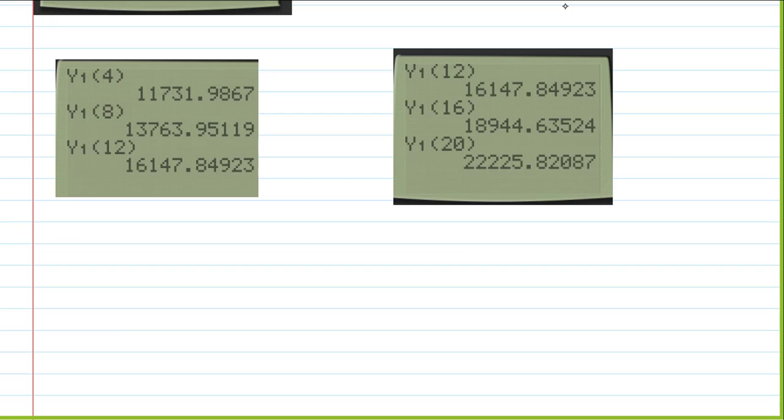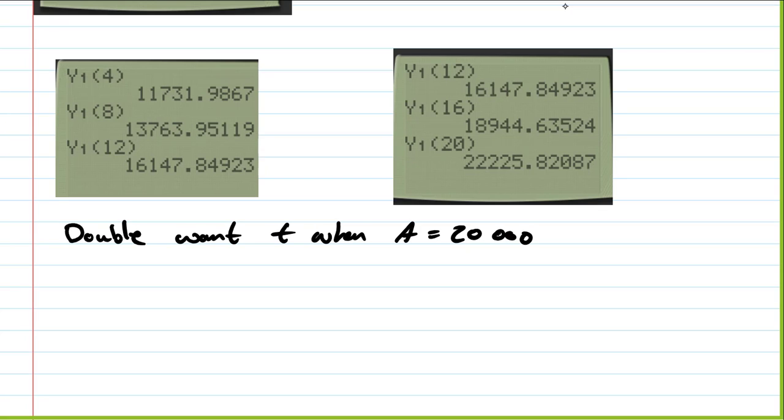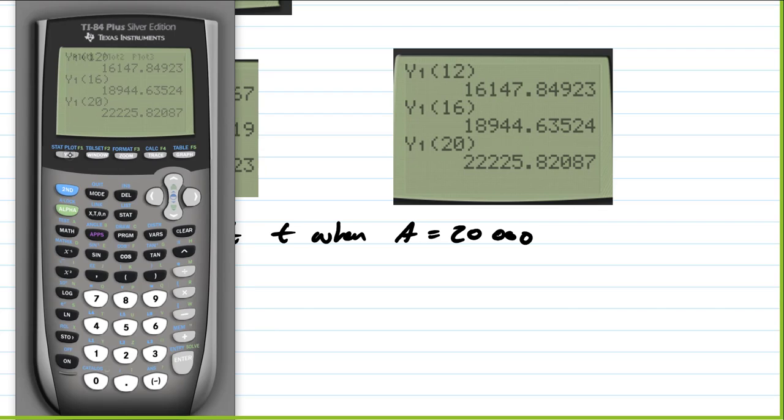So for doubling, we want t when a equals 20,000. So we grab our graphing device, we go y equals, we don't need the simple interest formula anymore. So let's put 20,000 in, and when we press graph, we'll get our same compound interest curve, but then we're also going to see 20,000. So the value that we're looking for is actually at the intersection of those two curves.